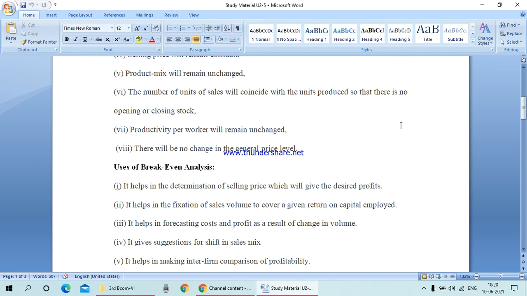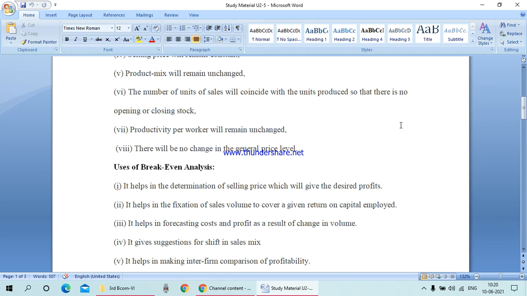Then the last one is that there will be no change in general price level. Price level also remains the same. So these are the various assumptions underlying our break-even analysis.